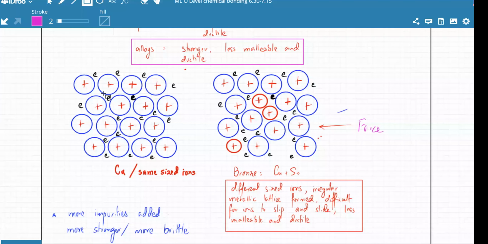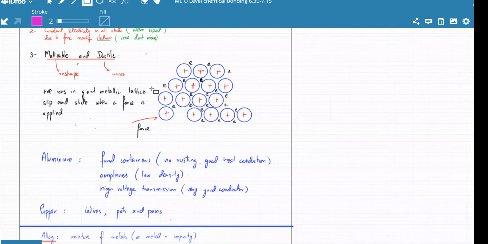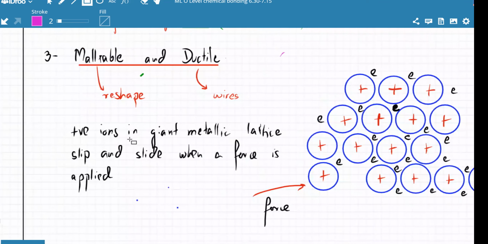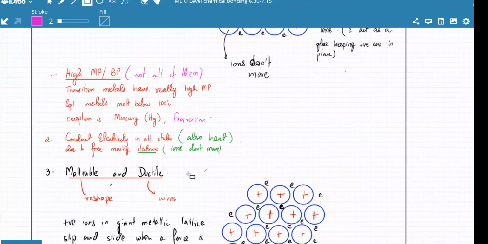At least draw 9 atoms, and there would be a bunch of electrons roaming around. The ions should be close together, not very far apart. People draw really bad diagrams, so make sure it looks similar to this. And the description that you're going to write is, for malleable and ductile, that positive ions in the giant metallic lattice slip and slide when a force is applied. That's your description. That's why they're malleable and ductile. When you apply a force, the ions can easily slip and slide.